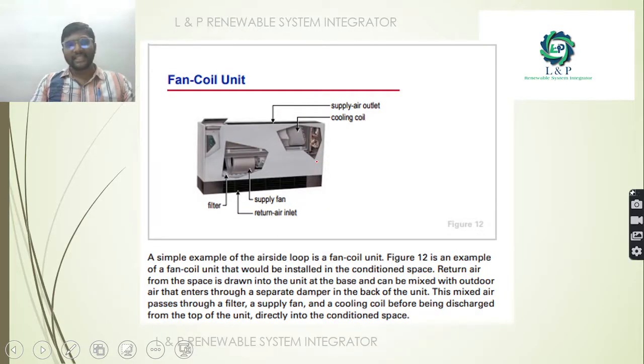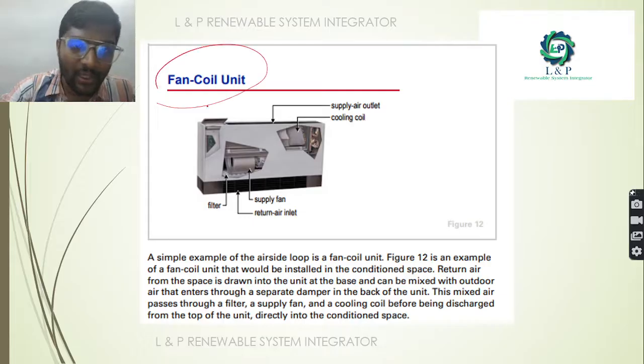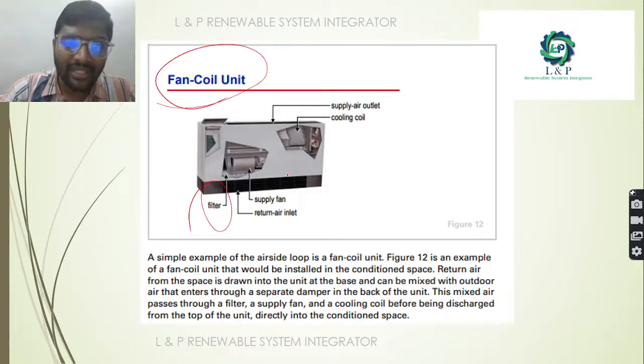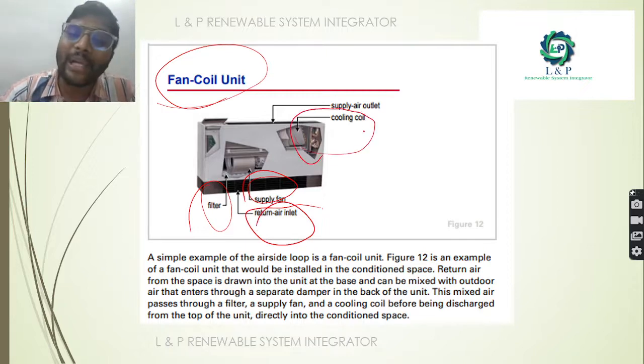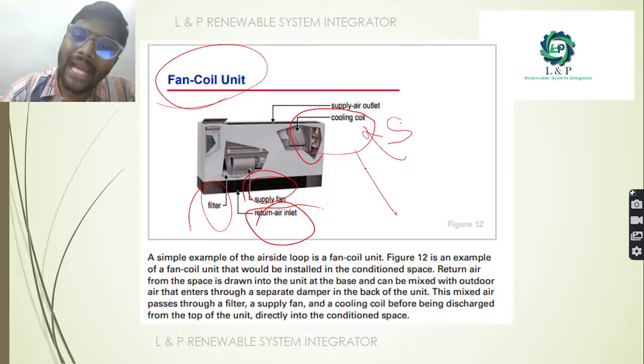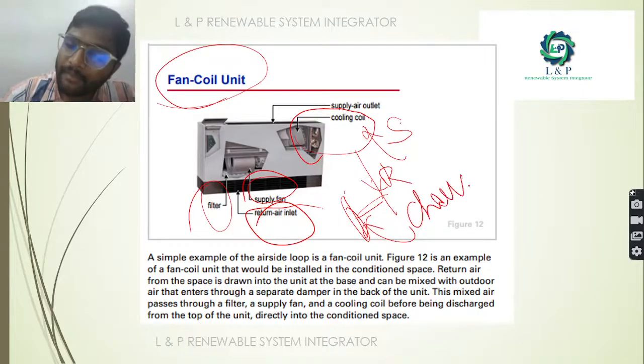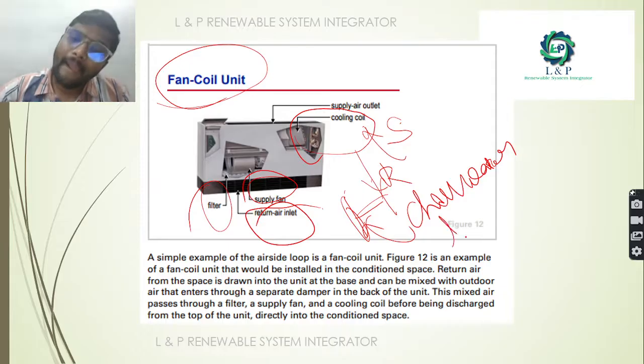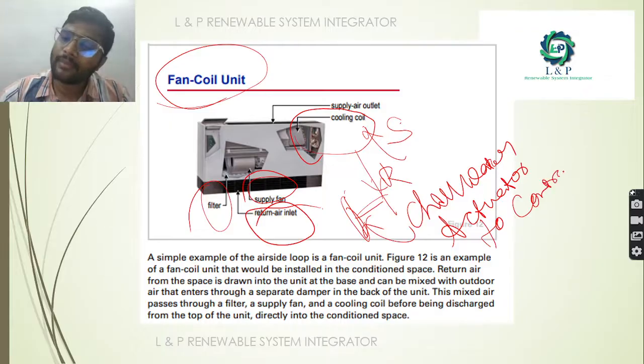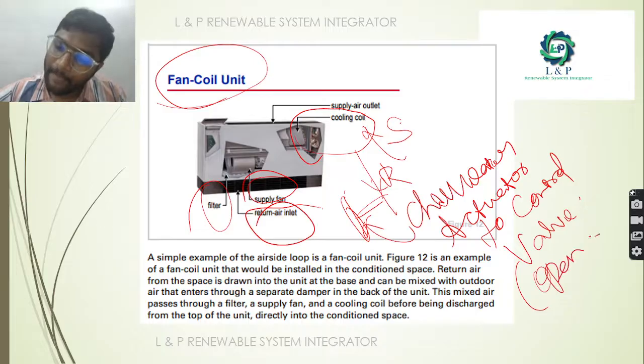Next and foremost thing is the fan coil unit. As you can see in the fan coil unit, we will be having a filter, a supply fan, a return air inlet, and most importantly a cooling coil. In the cooling coil, we will be having the chill water actuator to control the valve, especially its opening and closing.